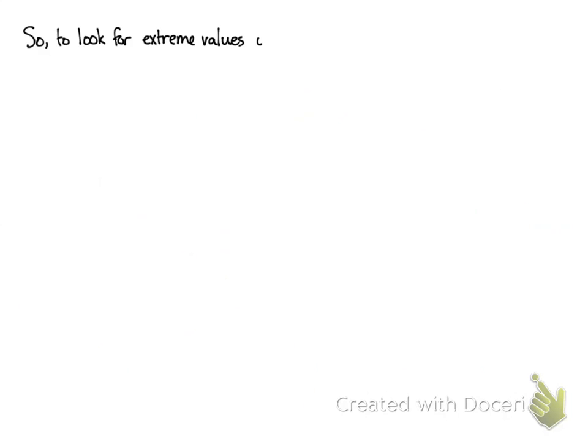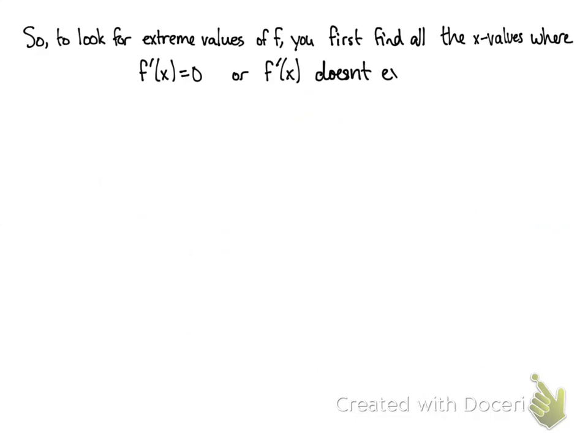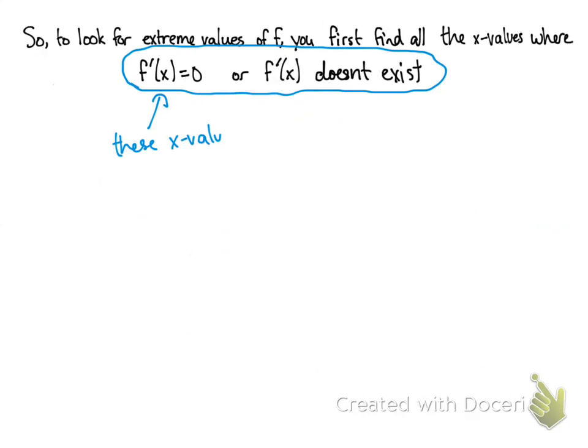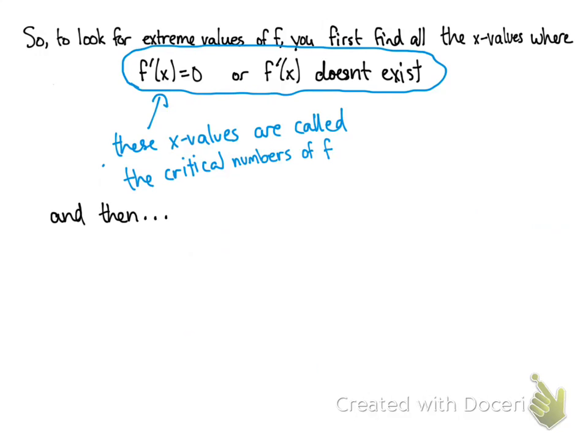Okay, so to look for extreme values of a function, first you find all the x values where the derivative is 0 or the derivative doesn't exist, like we just said. Those x values where the derivative is 0 or doesn't exist are called the critical numbers of the function. So we're looking for all the critical numbers of the function. After we find the critical numbers, we do some more stuff to look for extreme values of the function, and we will continue talking about this in class.